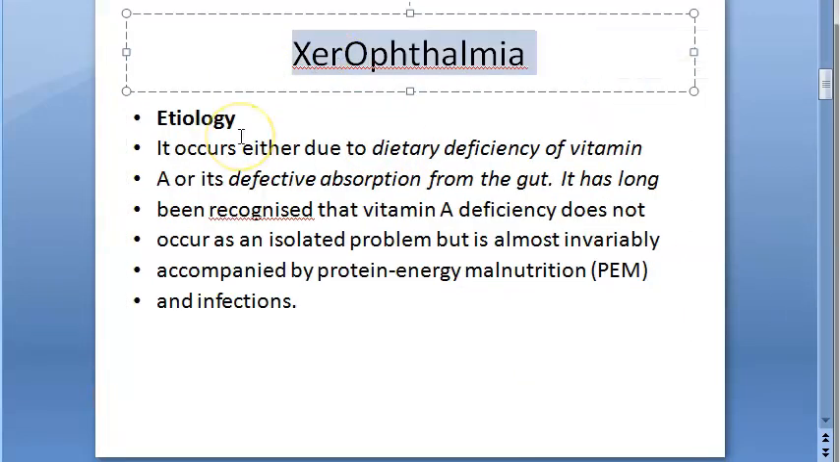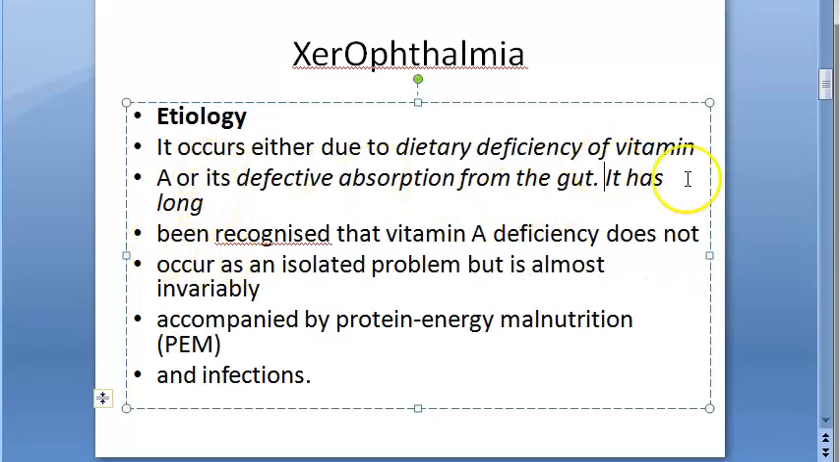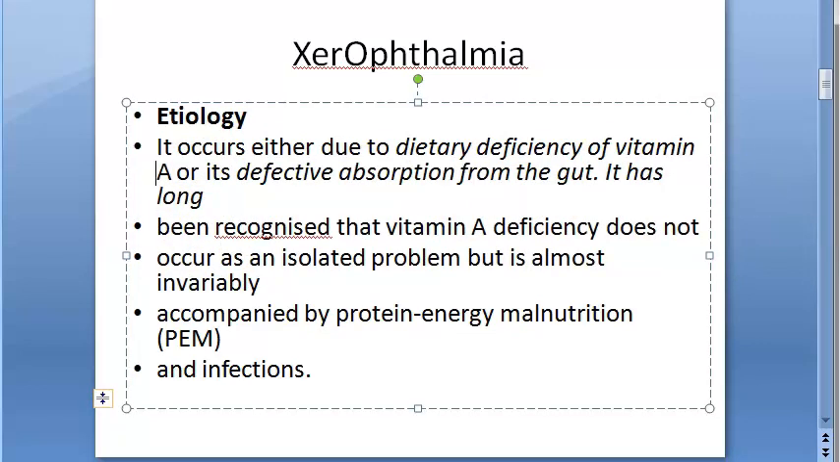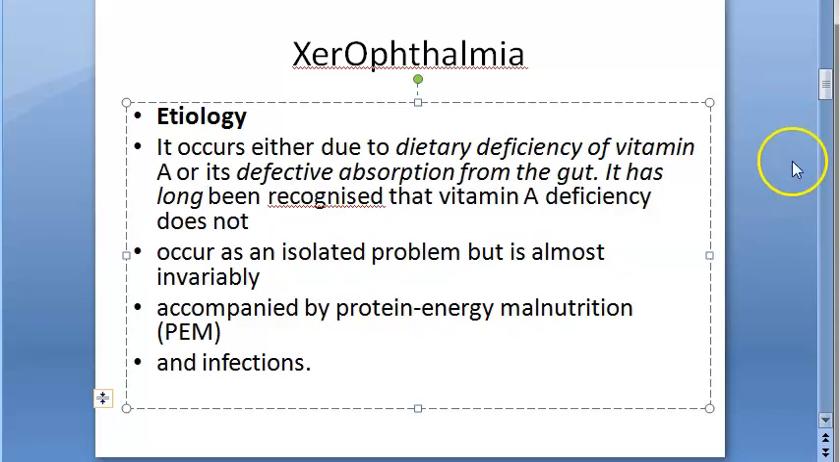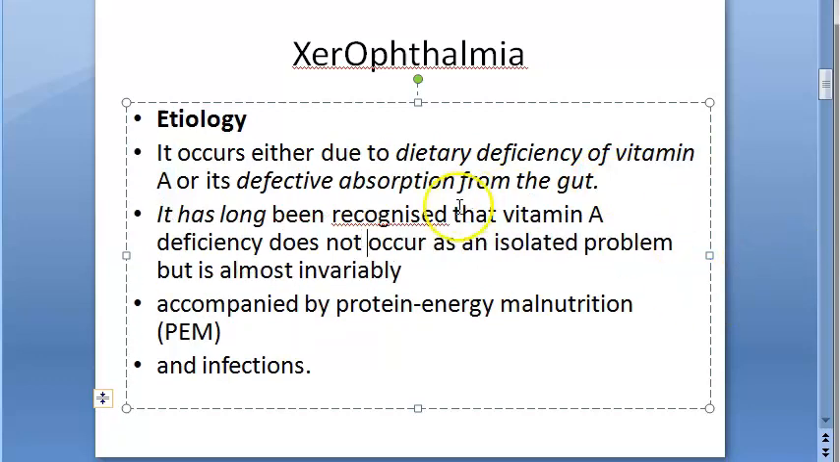Now, why does xerophthalmia occur? You already know the etiology, vitamin A deficiency. Now, why does vitamin A deficiency occur? Either you didn't eat enough vitamin A, or maybe you did not get it along with your vaccination, where they would have given you a lot of vitamin A doses. Or you're taking in vitamin A but it's not getting absorbed, because absorption is defective. So it is dietary deficiency or defective absorption, etc.